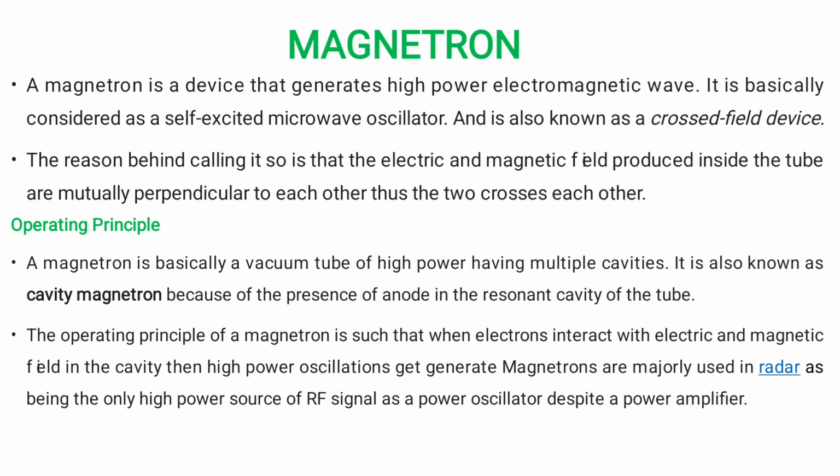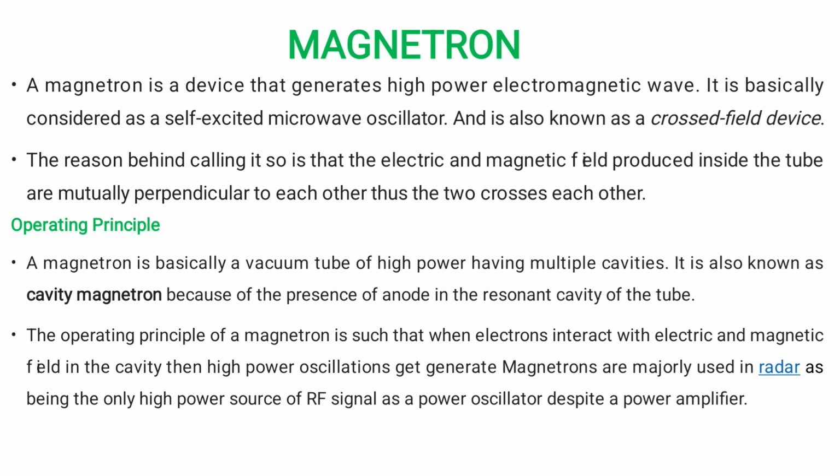It is a device that generates high power electromagnetic waves, and it is basically considered a self-excited microwave oscillator. It's also known as a crossed field device. The reason behind calling it so is that the electric and magnetic fields produced inside the tube are mutually perpendicular to each other. Thus the two cross each other.